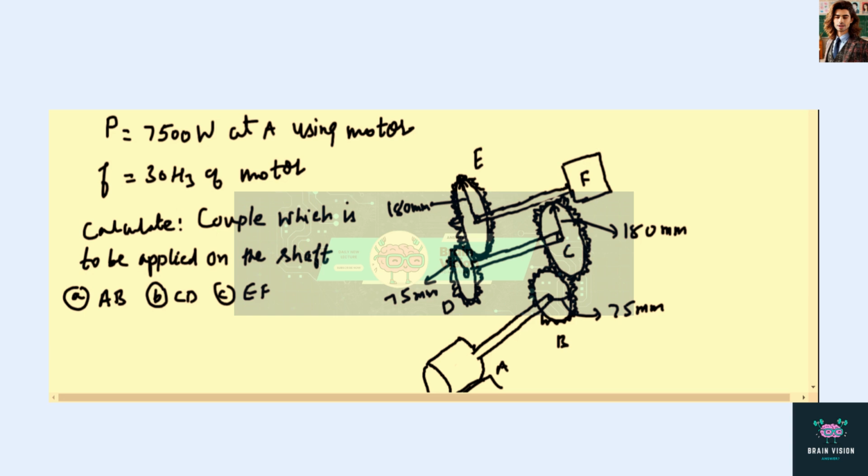Angular velocity of shaft AB, we will get 2 pi into f, that is 2 pi into 30. So that is 60 pi radian per second.